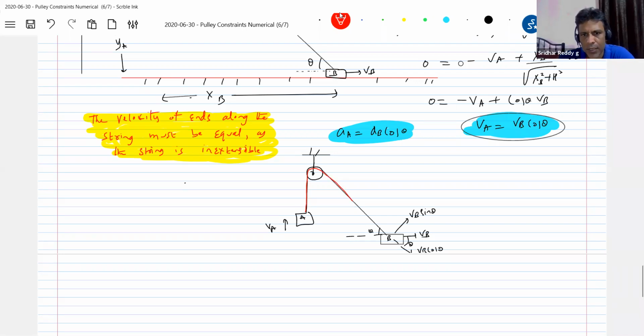So what you should measure? The velocity of the ends along the string must be equal. What is the velocity of block B? VB. How much along the string? It is VB cos theta. So therefore VB cos theta should be equal to VA. I think that you can bring it, no?